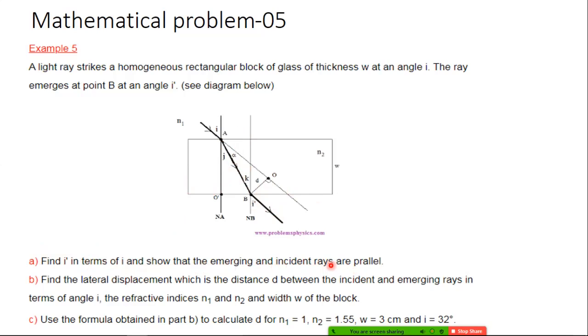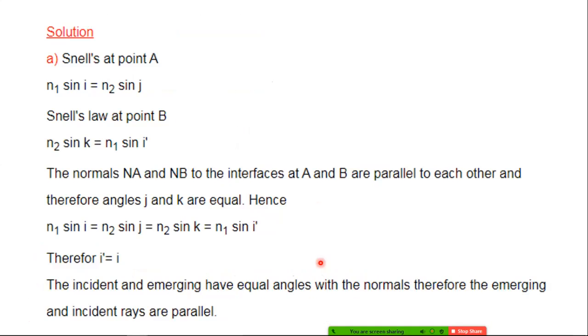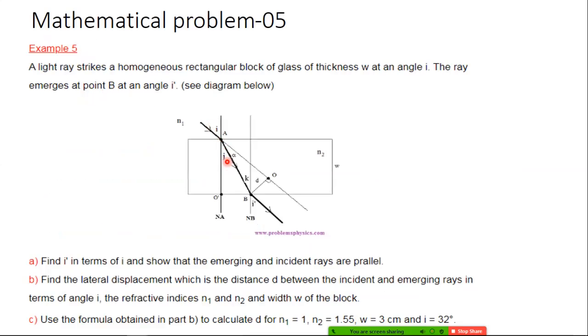The solution: from Snell's law, at the point A we can write n1 sin I is equal to n2 sin j. In this diagram the refraction angle is j, the incident angle is k, and the refracted angle is I prime.